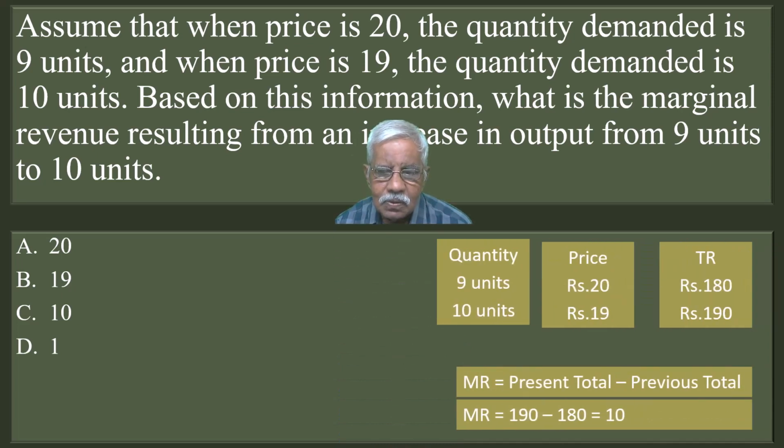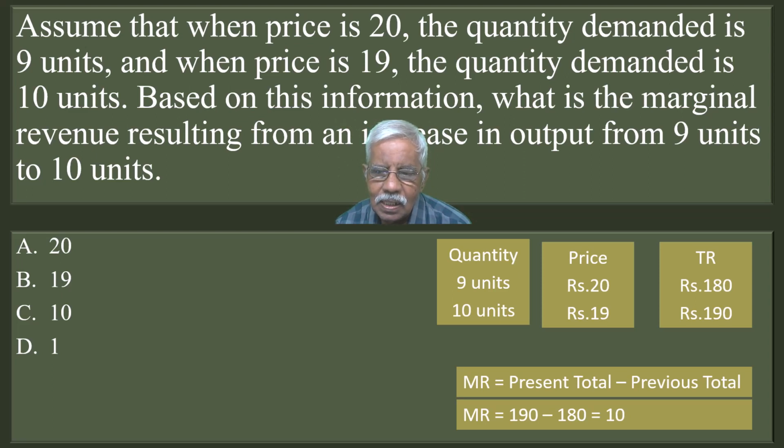You know how to calculate the marginal revenue. Marginal revenue equals present total minus previous total. You shall follow this formula instead of the usual formula that is given in the book. Both mean one and the same thing. Well, to find the marginal revenue, we need total revenue and that information is missing.